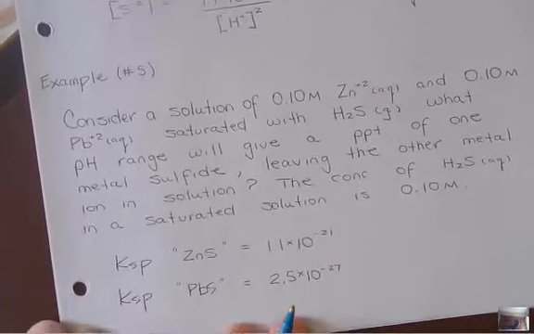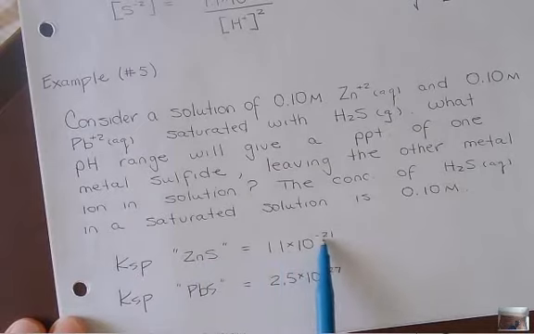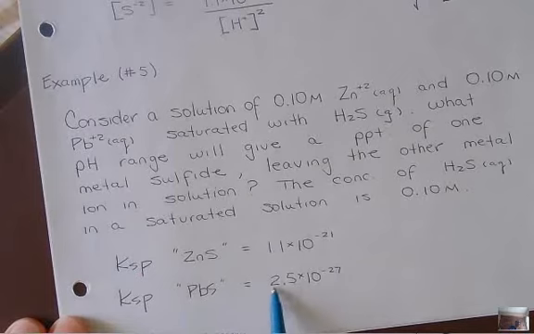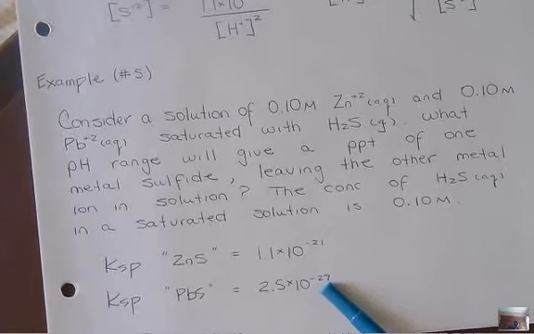Okay, so here are the two Ksp values. The Ksp for zinc sulfide is 1.1 times 10 to the minus 21st. For lead sulfide it is 2.5 times 10 to the minus 27. So which one is going to come off first? Well, the zinc should come off first, right? Because look at that number, that's tiny.